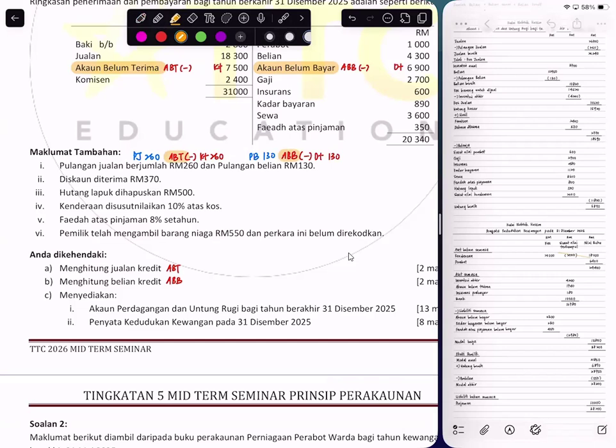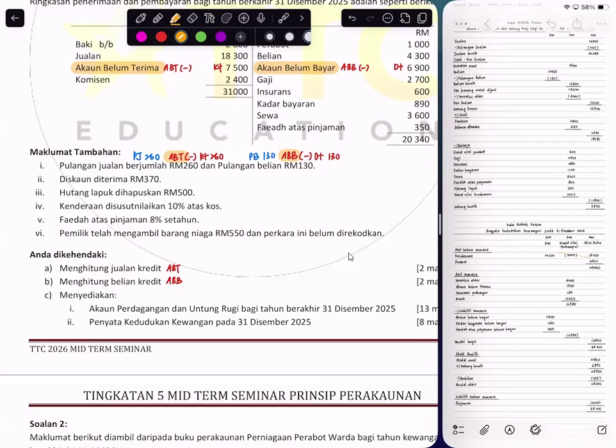Then number 2, discount. The function of discount is to encourage early payment. Encourage early payment, that means, have you paid money? Have you received money? Yes or no? Not yet. So it is still the trial credit, right?